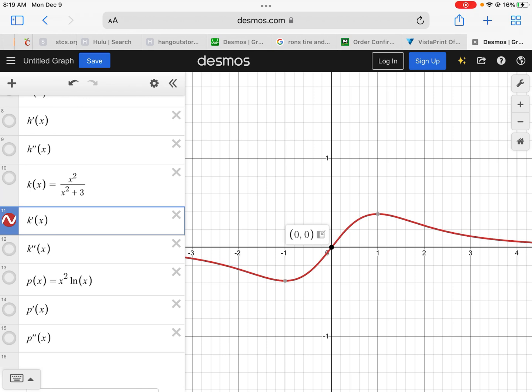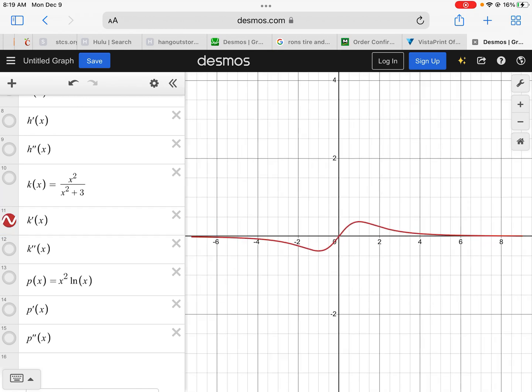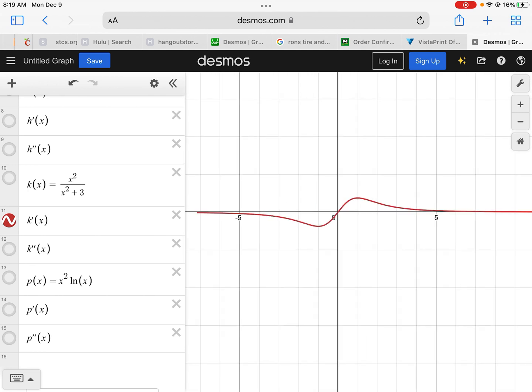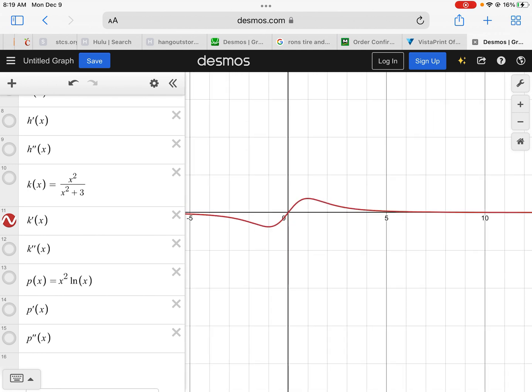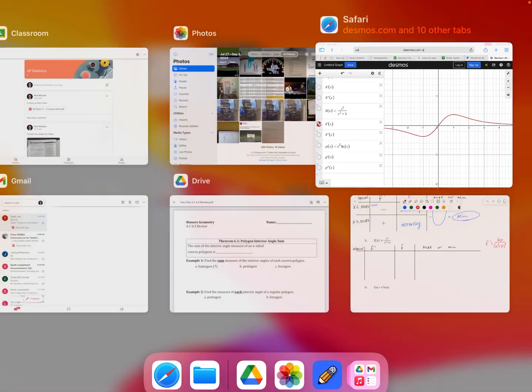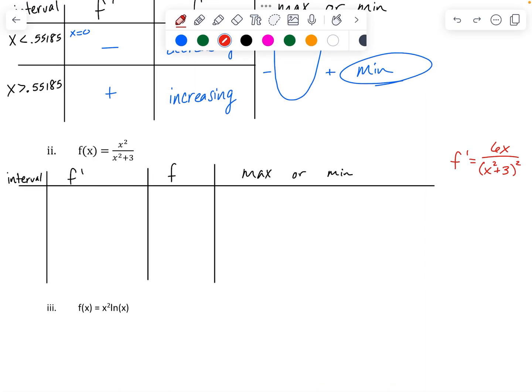So the only value where it's 0 is at 0, and it is defined and continuous over the entire domain. So we only got to think about x equals 0 there. Then I need to know what's going on to the left of 0, what's going on to the right of 0. I'm going to ask you to take a minute, try that one, pause the video, and then unpause and check your work when you're done.